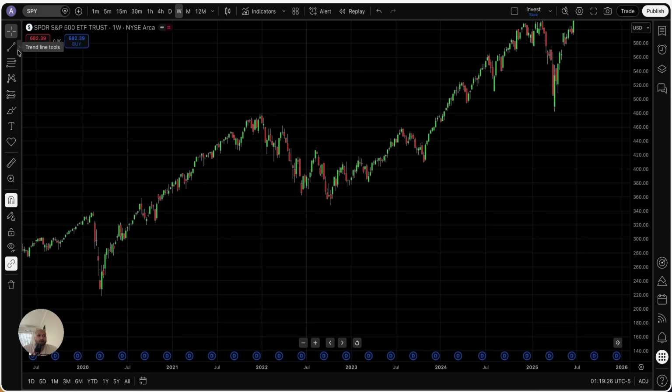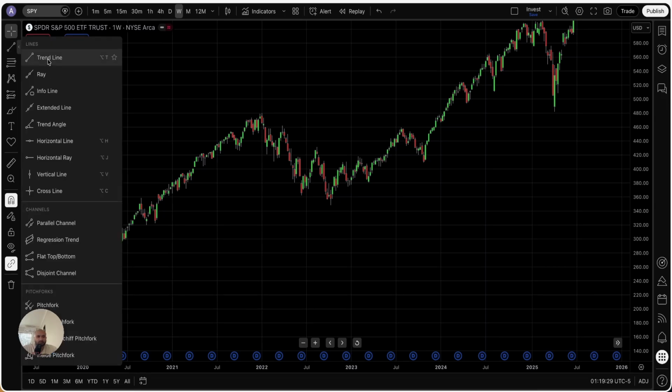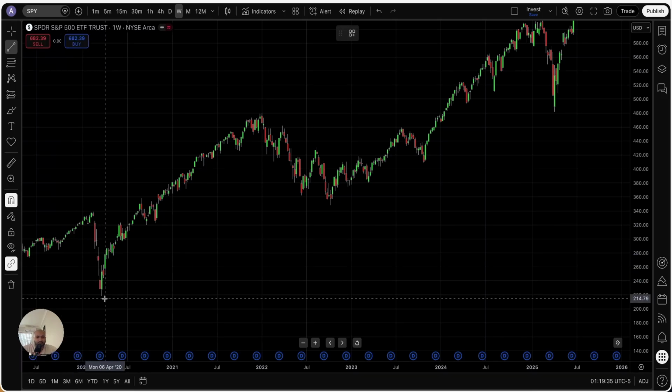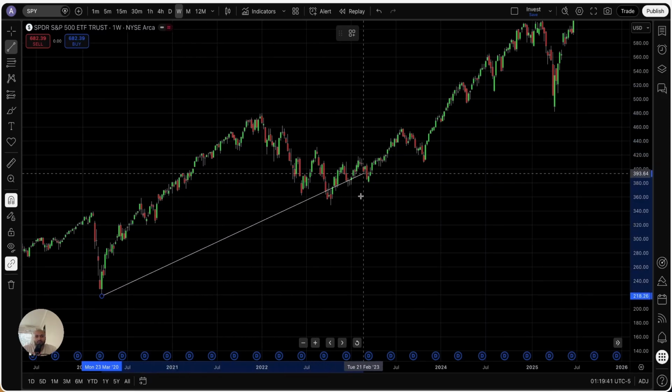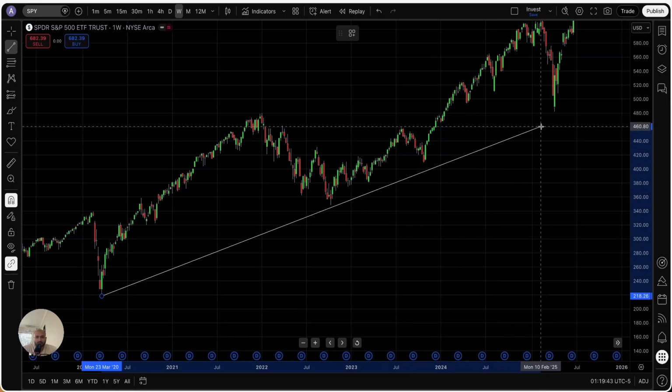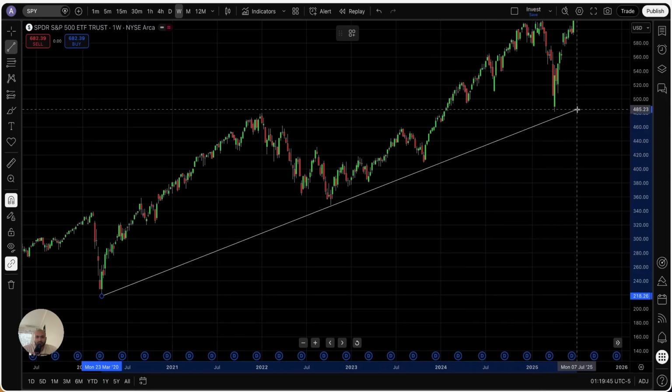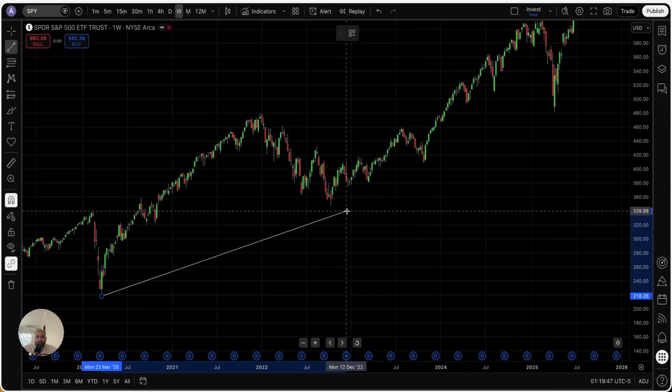So this is the trend line. You click here, you can see all these lines. So you get the trend line and you click right here, so you can see now you can draw. So you will connect to, which is right here.